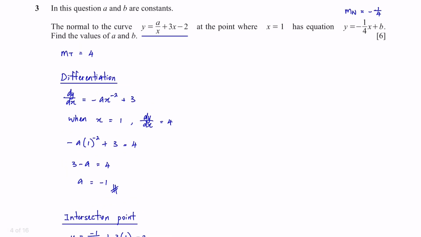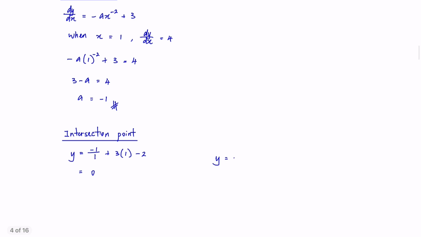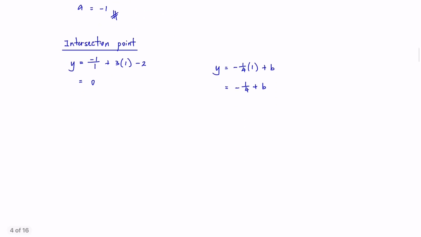And for the normal, the y value should be the same. So we have y equals negative 1 over 4 times 1 plus b. And we would have negative 1 over 4 plus b. But because they intersect, these two values should be equal. So we have negative 1 over 4 plus b equals 0. So b would be 1 over 4. And we're done.